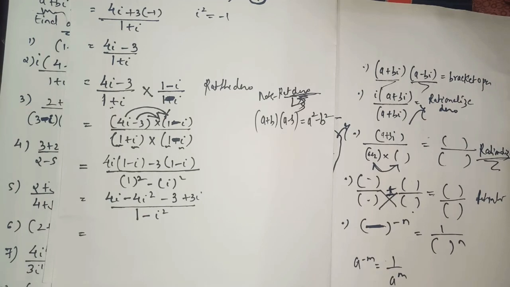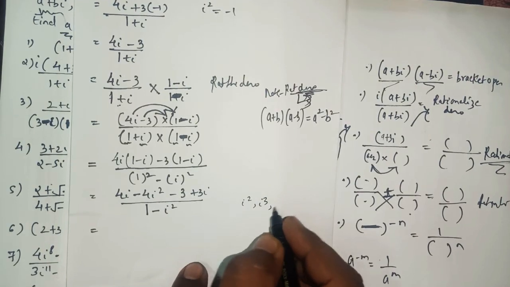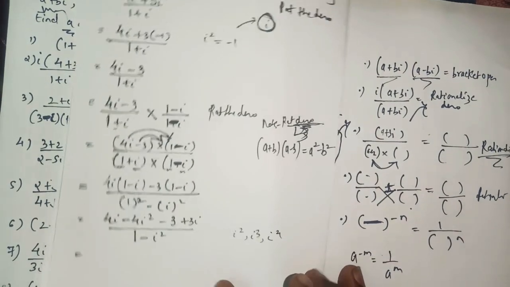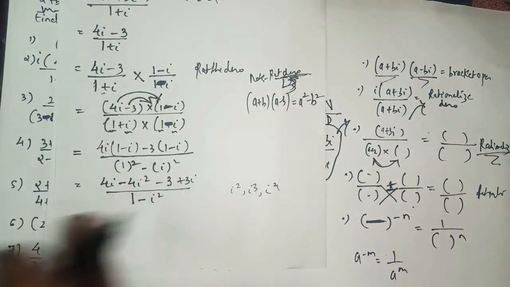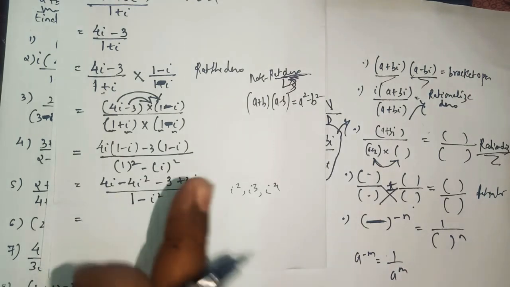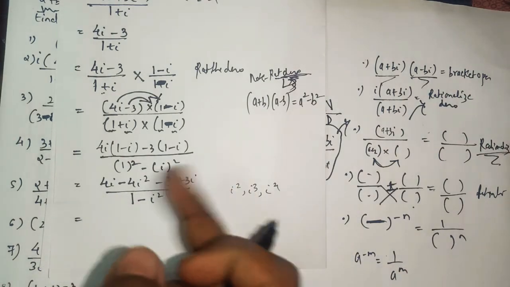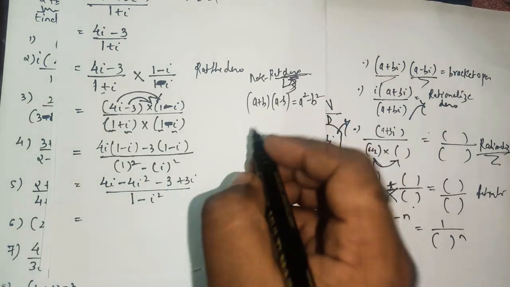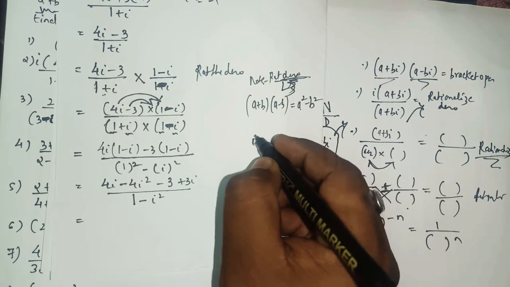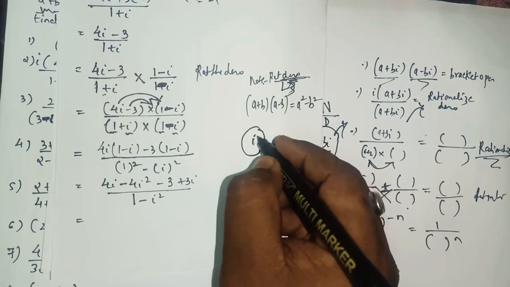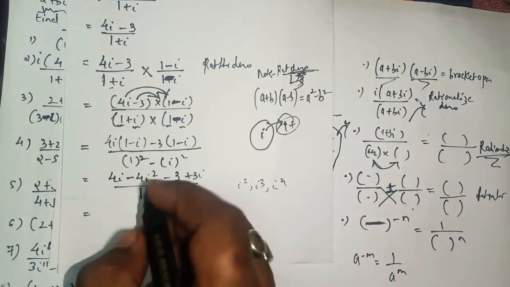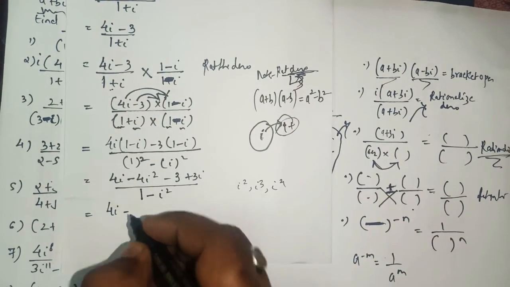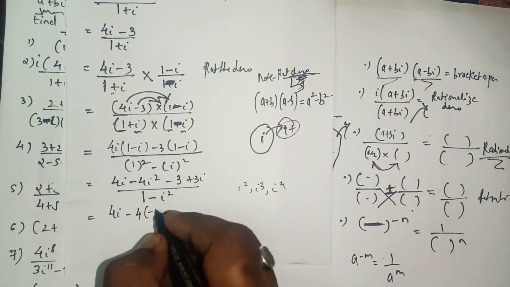Just now I explained, whenever you come across i square, i cube, i raised to 4, you have to change the value first, as we did in the first step. Yes or no? After the bracket expansion, you have got the value of i square. Whenever the power of i is more than 1, you have to change the value. So here we keep this 4i as it is. I square, we know that it is minus 1.